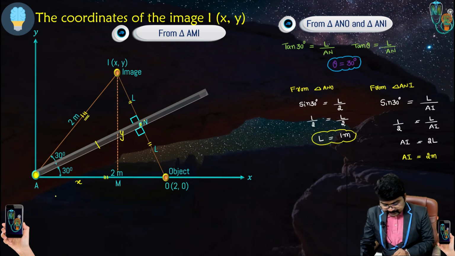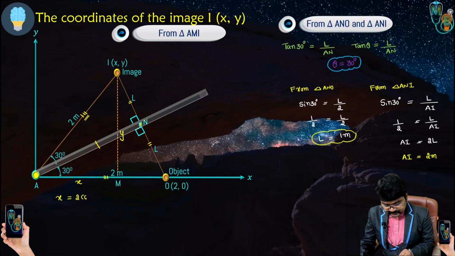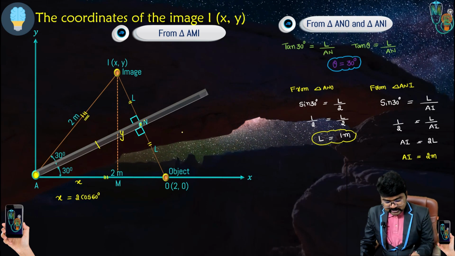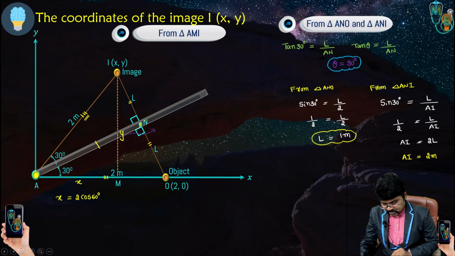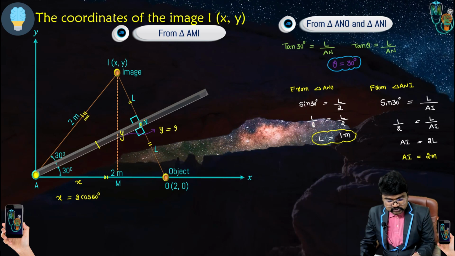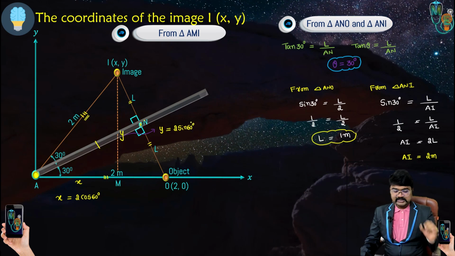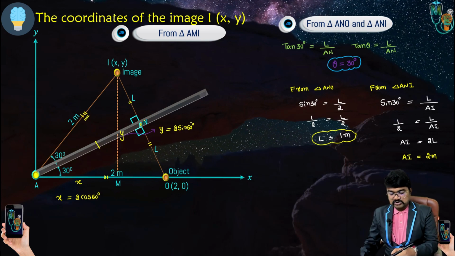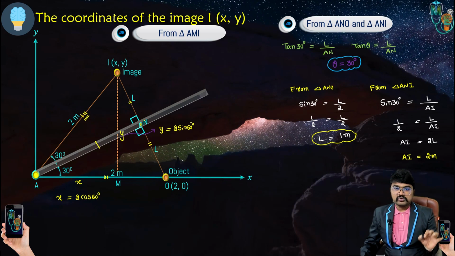What is X from this triangle? 2 cos 60 degrees. It is positive. From here, what is Y? Y equals 2 sin 60 degrees. Both are positive. Sin 60 equals Y by 2, so Y equals 2 sin 60. X equals 2 cos 60.